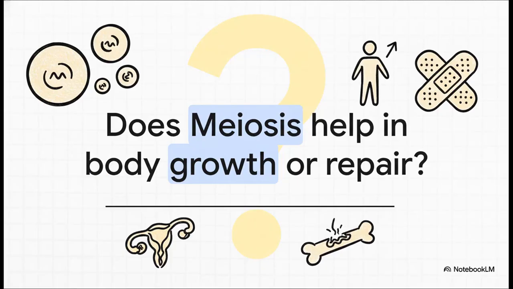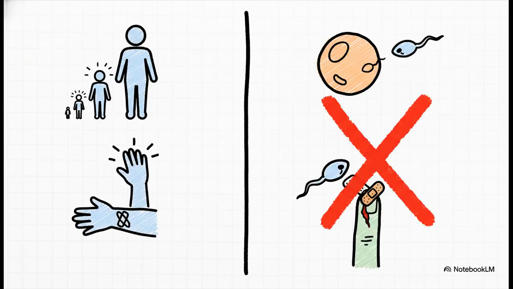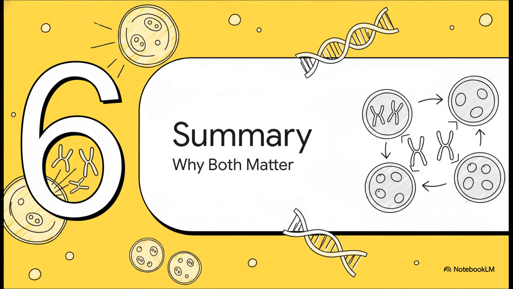Now, let's clear up a common doubt that students often have. Does meiosis also help in the growth or repair of our body? The answer is a very clear no. Please remember this for your exams as well. Mitosis is for growth and repair. Meiosis is only for reproduction. Its sole function is to produce gametes. That's it. So, let us quickly summarize and conclude our topic.